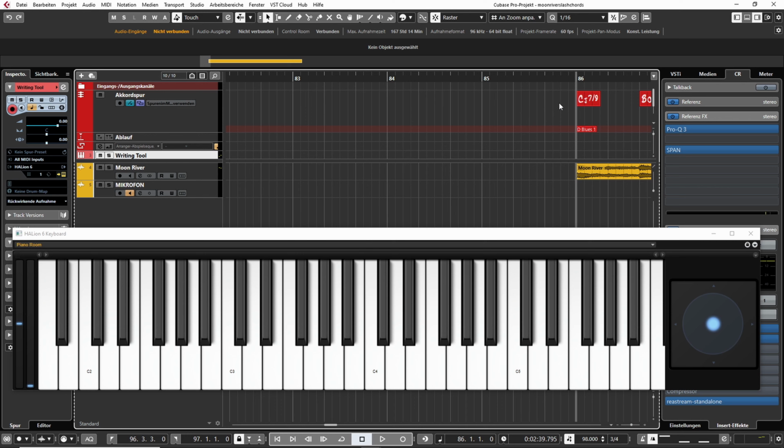Cubase does this very nicely, so let me just play this back. I'm commenting on this, but mostly you should listen to the song here.